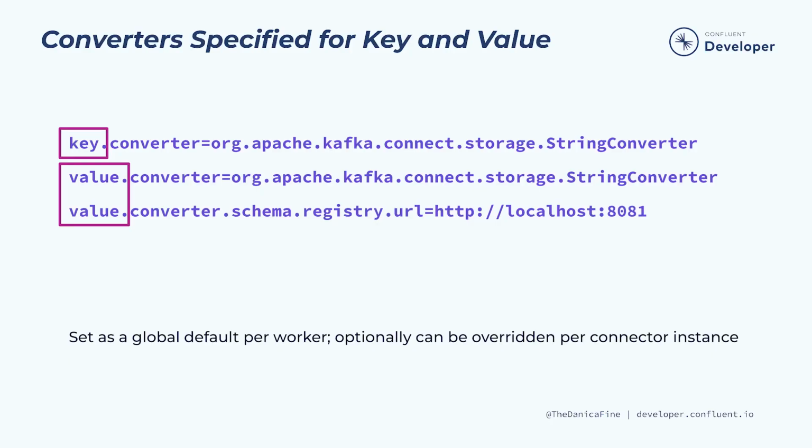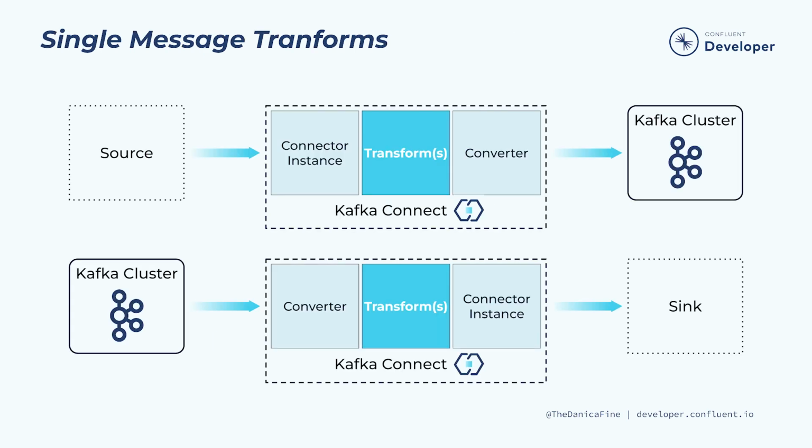Now, you can opt to use serialization formats that don't store schemas, like JSON, string, or byte array, and in some cases, these are completely valid. But if you use these, just make sure that you're doing so for deliberate reasons and have considered how else you'll handle schema information. Converters are specified separately for the value of a message and its key. And note that these converters are set as a global default per Connect worker, but they can be overridden per connector instance.